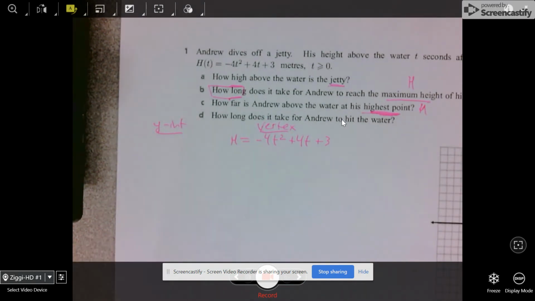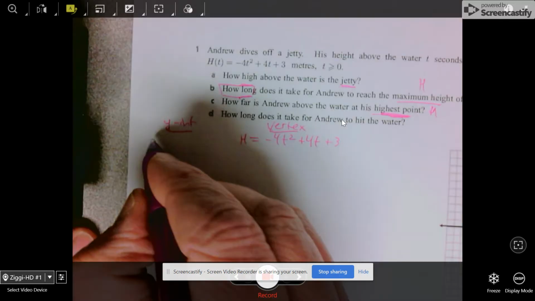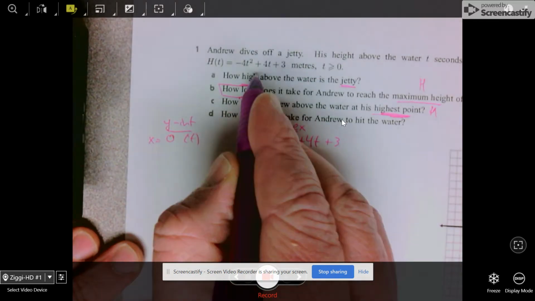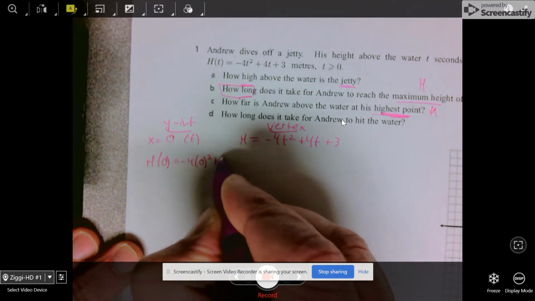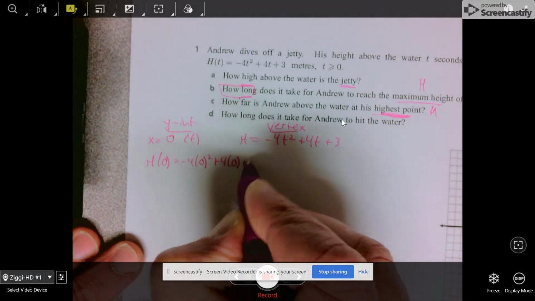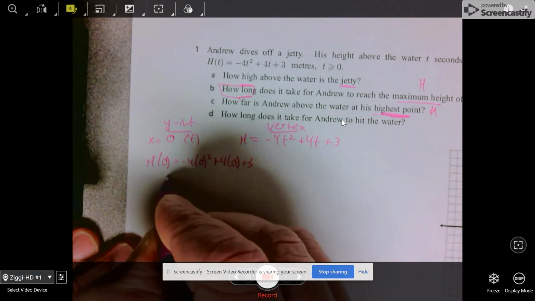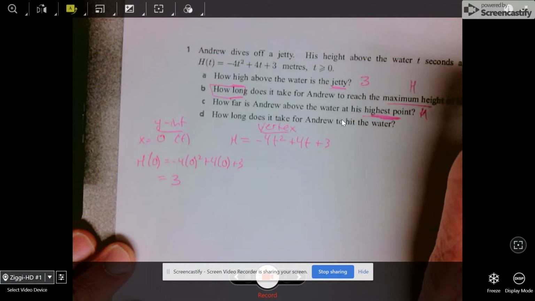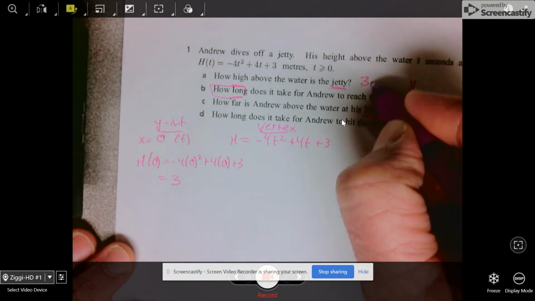The y-intercept is when x equals 0 or t equals 0. So I'm going to find h of 0, which means I'm going to plug in 0. So h of 0 is 3, because 0 plus 3. So the thing is 3 meters above the jetty. So that's actually right here. This is 3. That's where he's jumping off of.